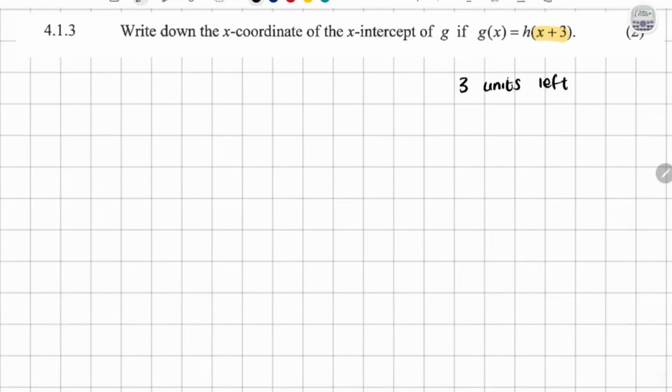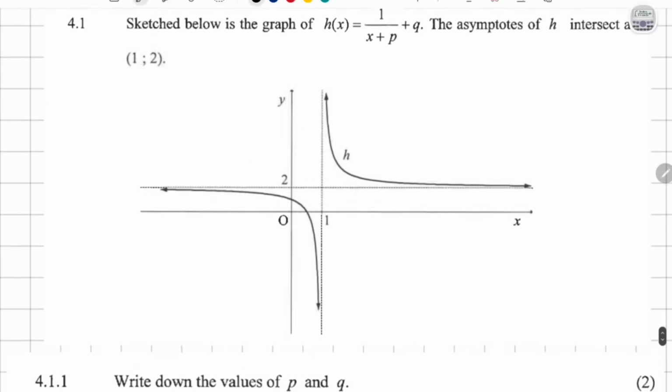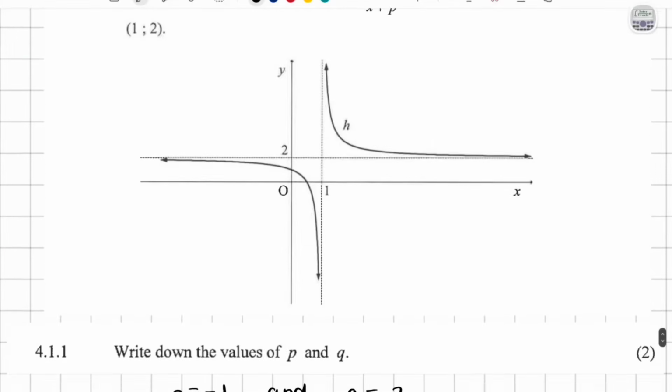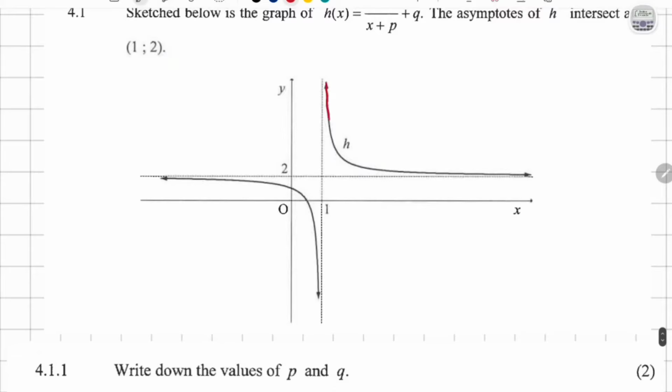So think about however this graph looks, which we already have. It's only moving 3 units to the left. If it moves 3 units to the left, this was the old x-intercept. That's where it intersected the x-axis. The new x-intercept is just going to be this point that moves 3 units to the left. So we're just going to have to find out now what it's going to be.